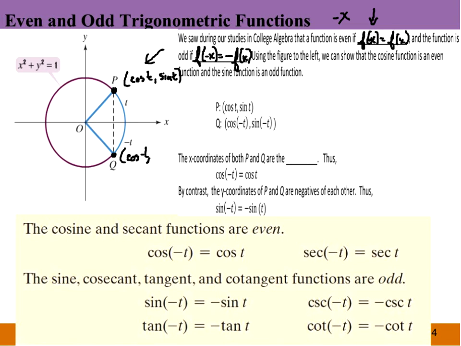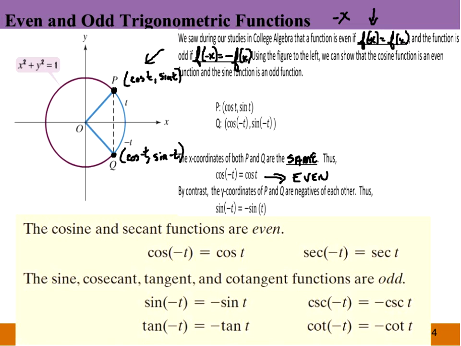So this is the cosine of negative t, and this is the sine of negative t for the coordinates there. So the x coordinates of both p and q are the same, meaning that the cosine of negative t is equal to the cosine of t. This denotes that this is an even function. In other words, when I plugged in negative t, I got out my regular function. And by contrast, the sine of negative t is equal to the negative sine of t.